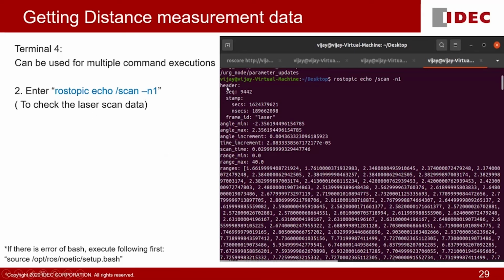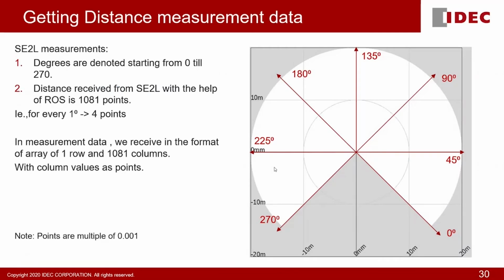Okay, so here you can see we have header, angle minimum, angle maximum. So there are a few values which are received. Apart from that, we have received ranges and intensities as well. Ranges means the actual distance values. These are actually in multiples of 1000. So we'll see in this step over here.